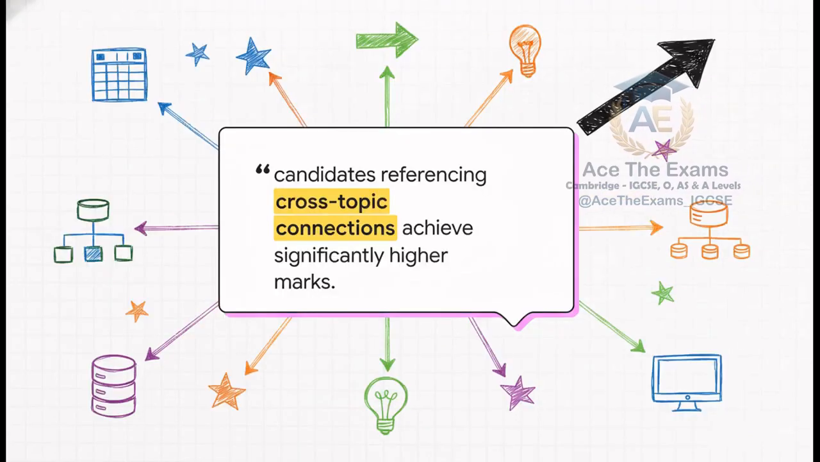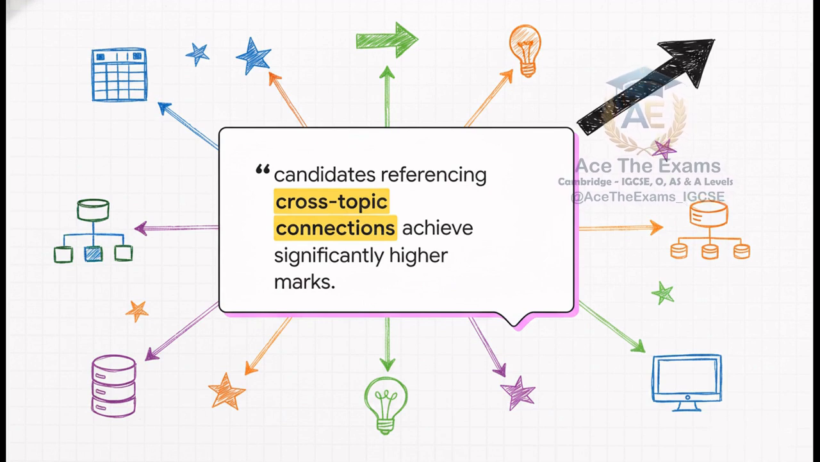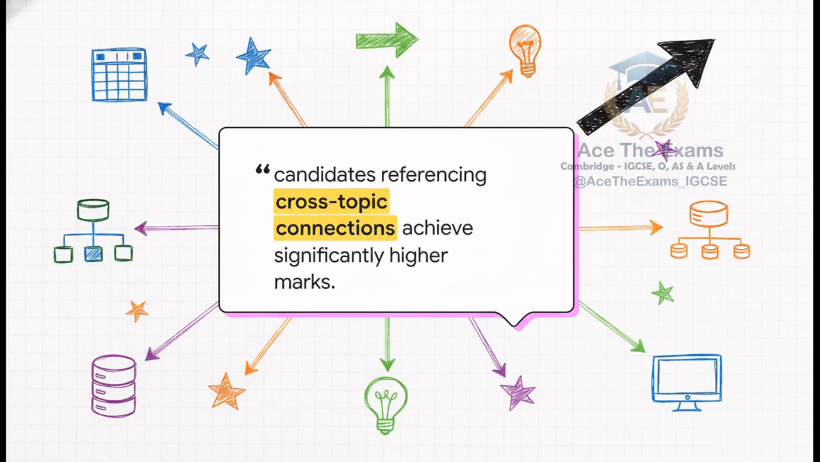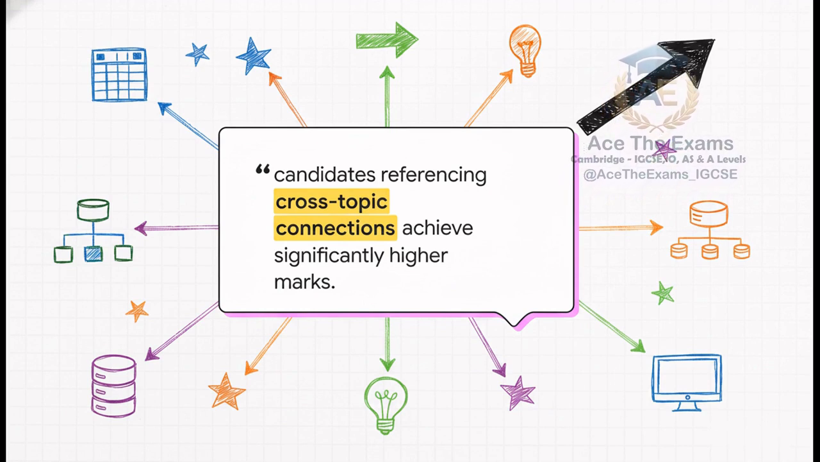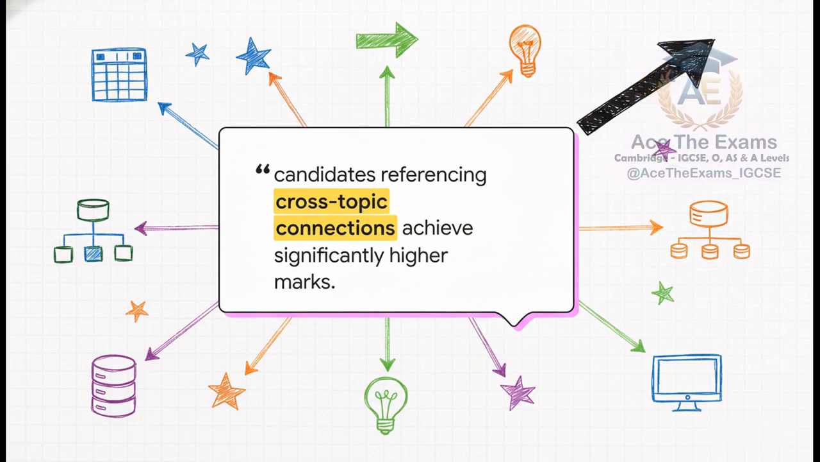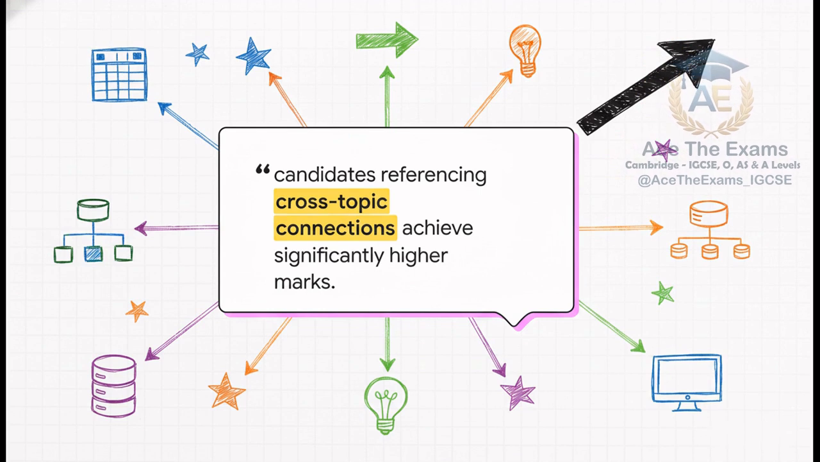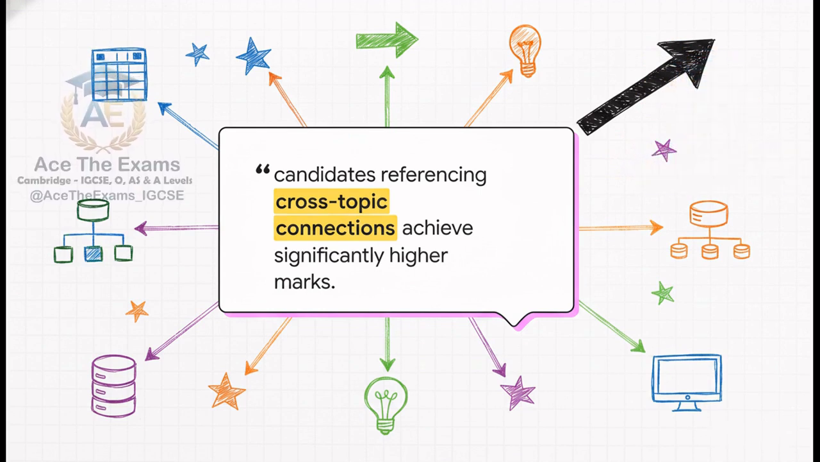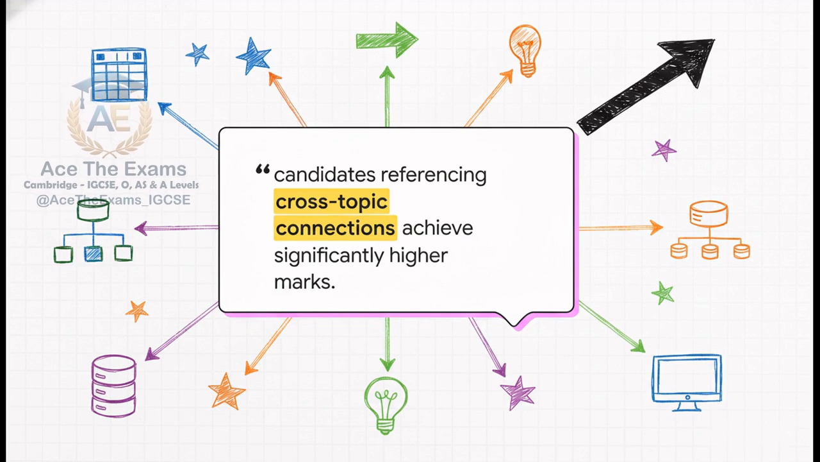But here is your golden ticket, directly from the source. A direct quote from the principal examiner report clearly states, "candidates referencing cross-topic connections achieve significantly higher marks." Read that again: cross-topic connections. Scoring high isn't just about showing the examiner that you memorize the syntax for the ROUND function. Anybody can do that. It is entirely about linking these spreadsheet functions to other, totally different areas of the syllabus.